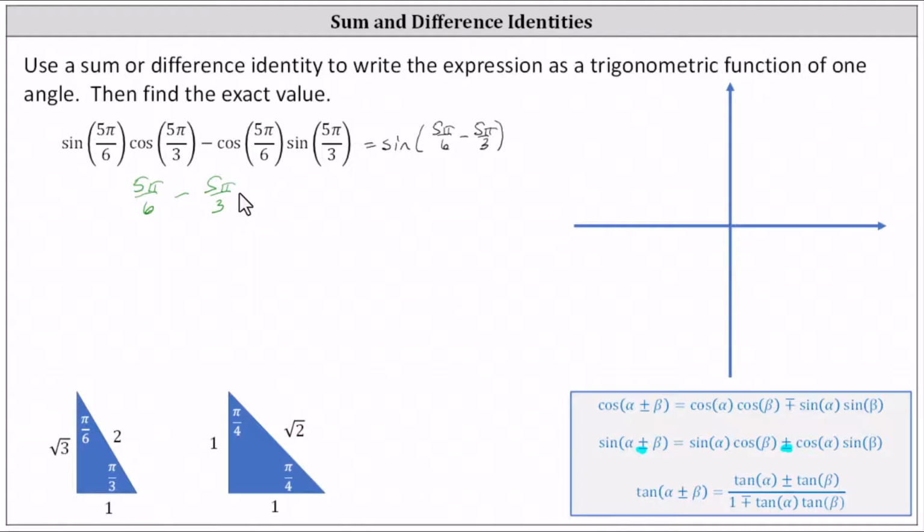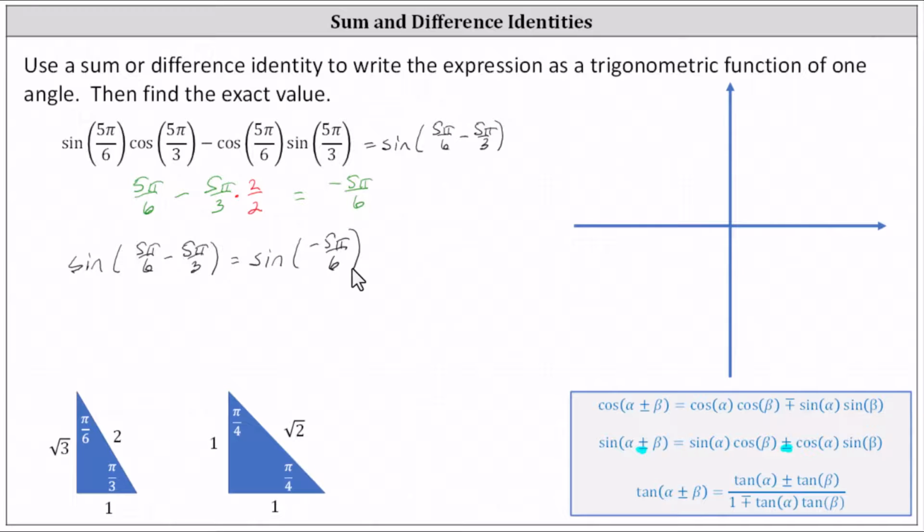The least common denominator is 6, which indicates we multiply 5 pi divided by 3 by 2 divided by 2. We now have 5 pi divided by 6 minus 10 pi divided by 6, which is negative 5 pi divided by 6. This indicates the sine of 5 pi divided by 6 minus 5 pi divided by 3 equals the sine of negative 5 pi divided by 6.